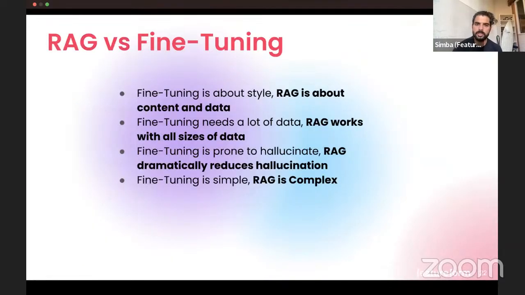So fine-tuning is about style. RAG is about content. Fine-tuning needs a lot of data, typically. RAG can kind of work with any sorts of data. Fine-tuning tends to be more prone to hallucination, while RAG tends to dramatically reduce hallucination. Fine-tuning is very simple, and RAG is quite complex to build. These are the main differences.